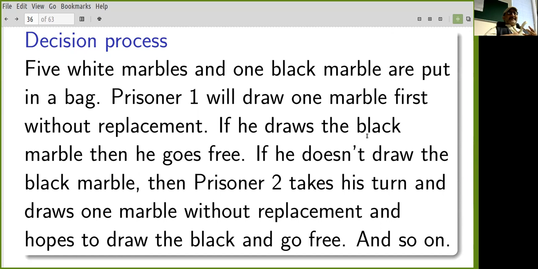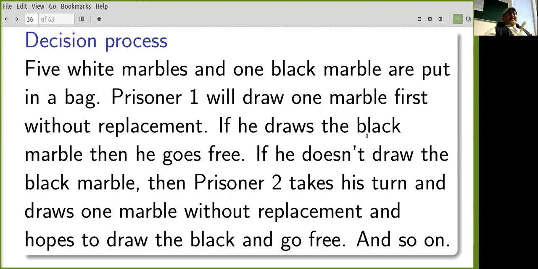If prisoner 2 does not get the black marble, that means now there is 1 less white marble in the bag, and there's 1 black marble in the bag, and so on and so forth. First prisoner to draw the black marble is released.